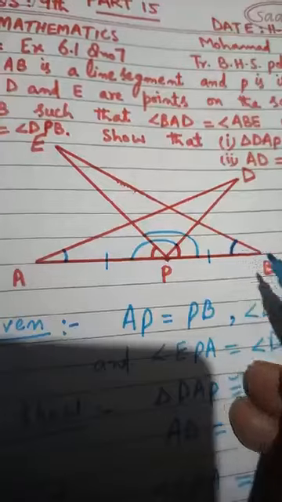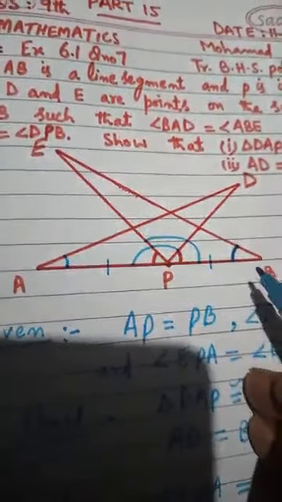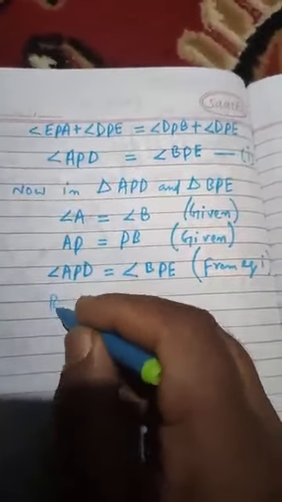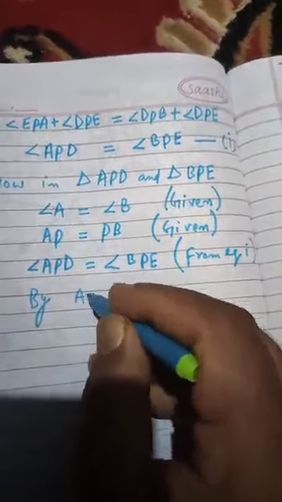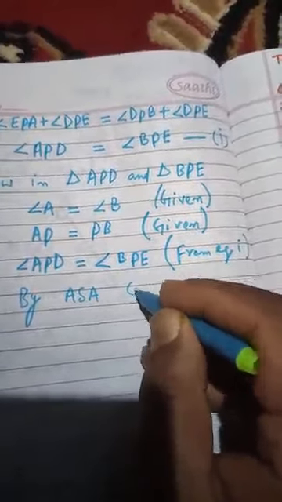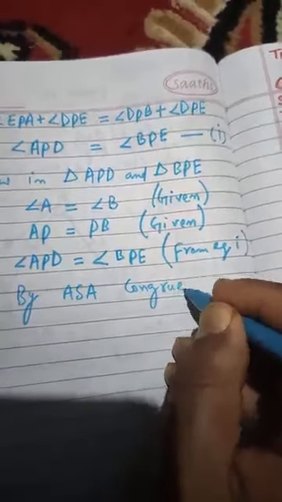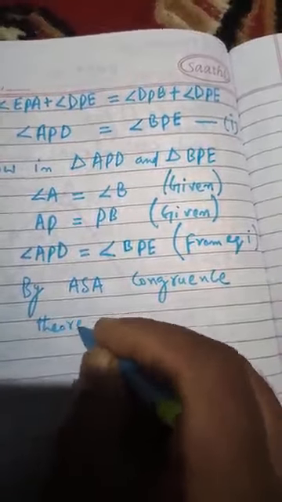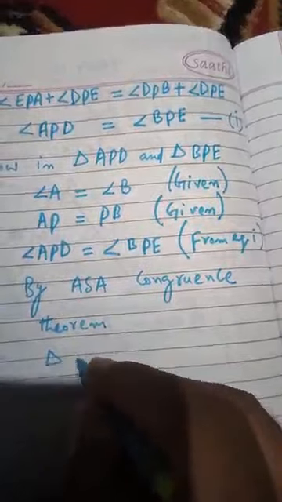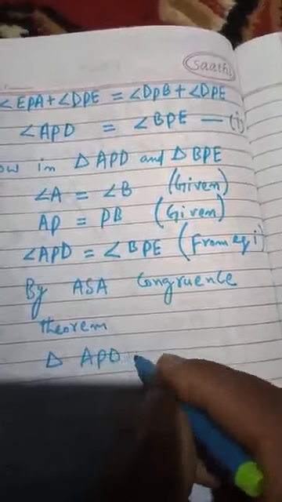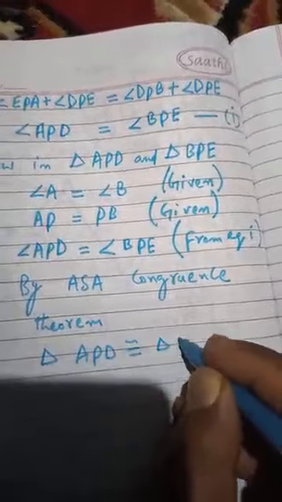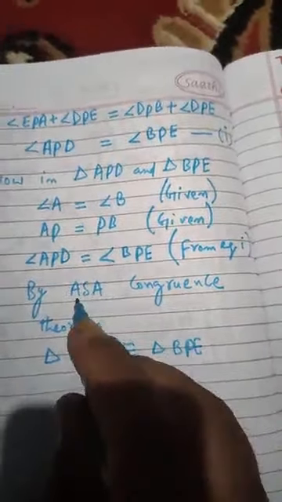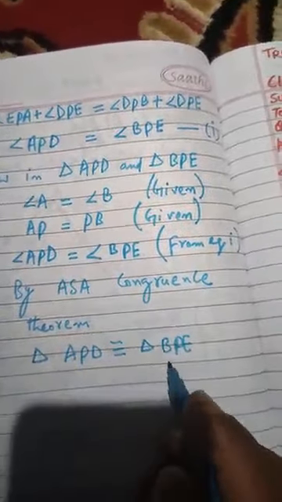Similarly, in this triangle, that's triangle BPE, we have angle, side, angle. By the angle side angle congruence theorem, triangle APD is congruent to triangle BPE. So these two triangles are congruent by the angle side angle congruence theorem.